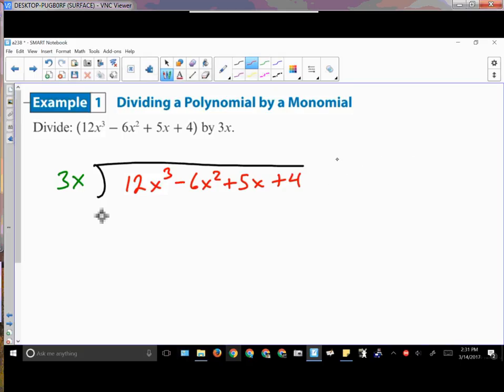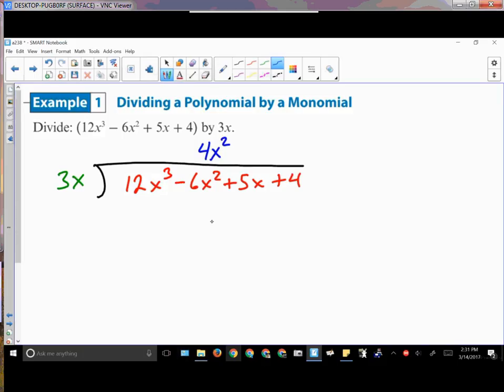Now, what we are going to be doing is basically asking ourselves the question, what do I have to multiply 3x by to get to the first term? So, what must I multiply 3x by to get to 12x to the third power? Well, 3 times 4 is 12, right? And I've got 1x, so I need 2 more. Now, I'm going to put this as 4x squared.